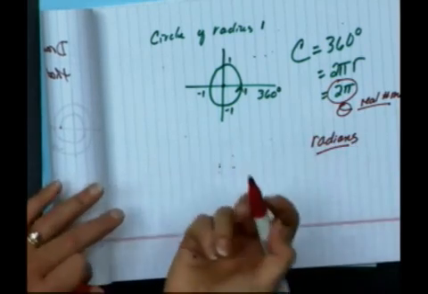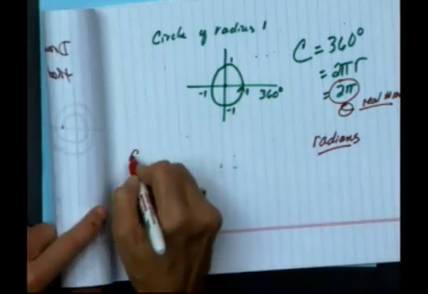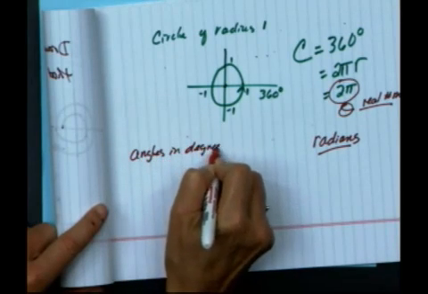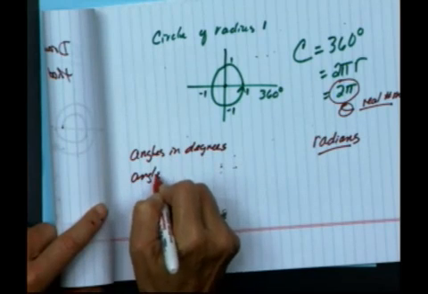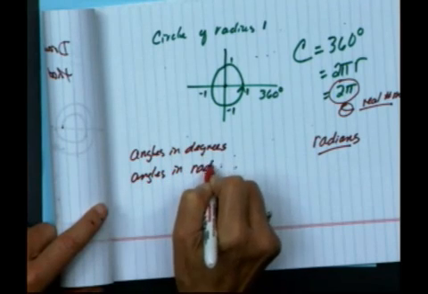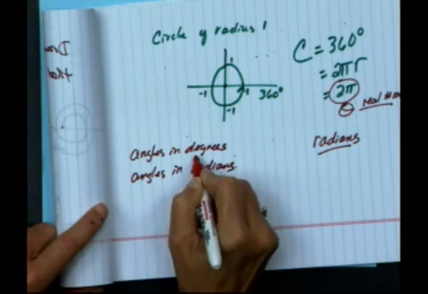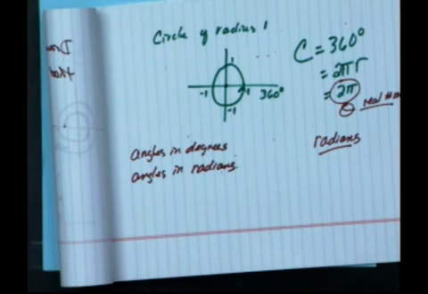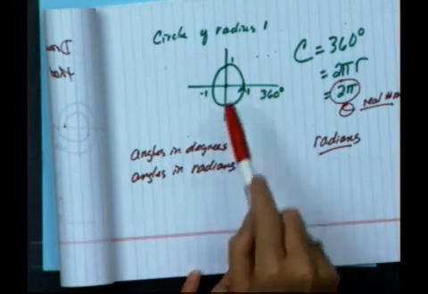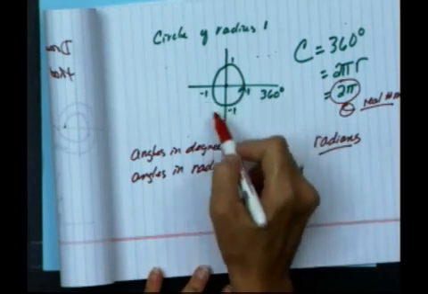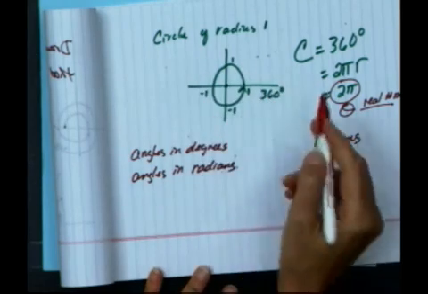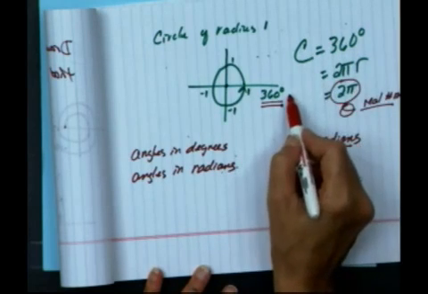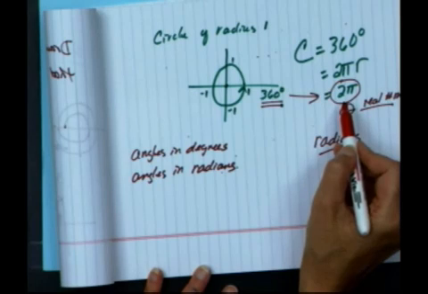So we have two ways that we're going to express angles. We're going to measure angles in degrees and angles in radians. There are other ways to represent angles too, but we're only responsible for degrees and radians. The reason I wrote this up here is because if I had a circle of radius 1 and I go all the way around, I get 360 degrees. If I were doing it in radian measure, it would be equivalent to 2 pi.